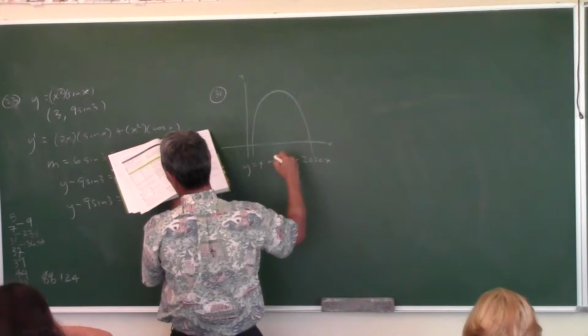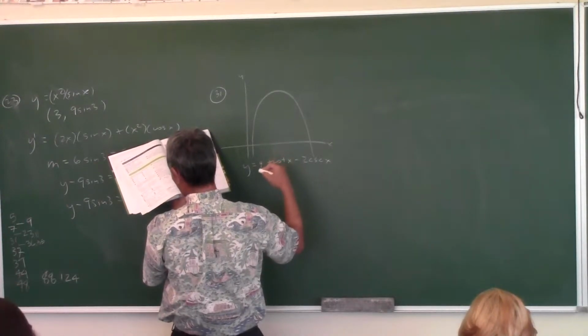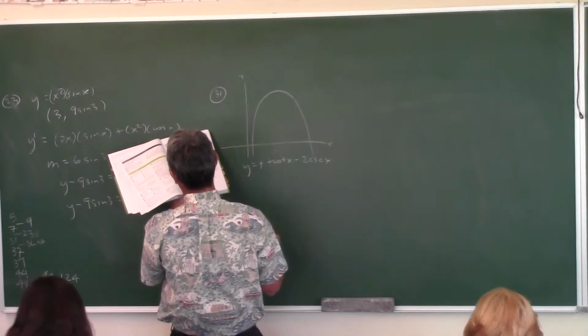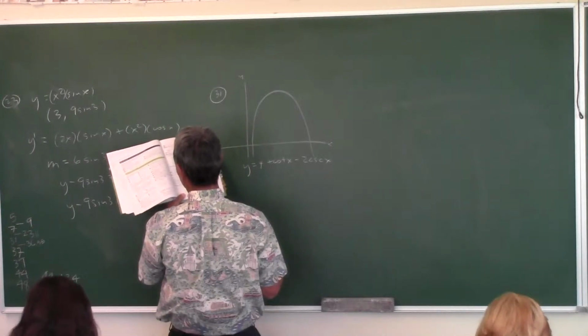Okay, A is the easy one. That's not the one on the test. B is the one on the test. So what is part A? Write the equation of the tangent line at point P.